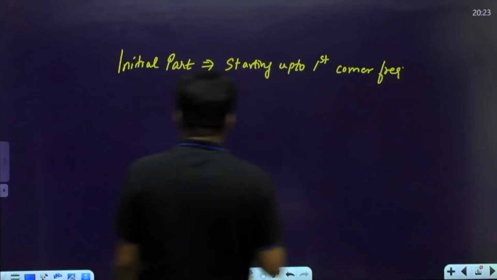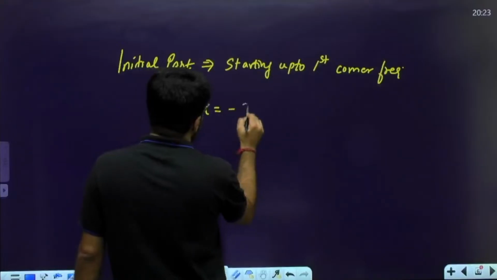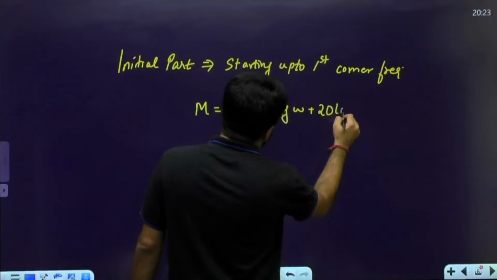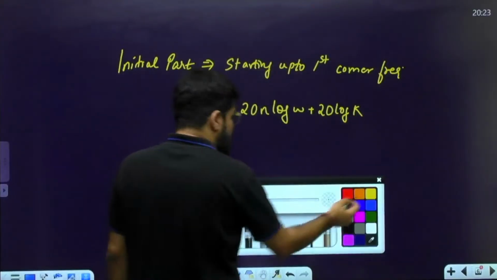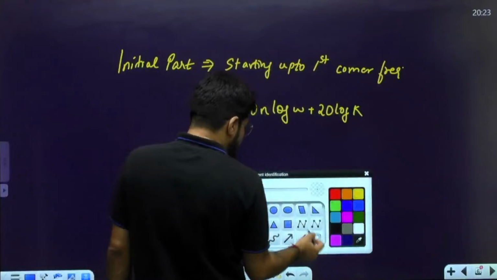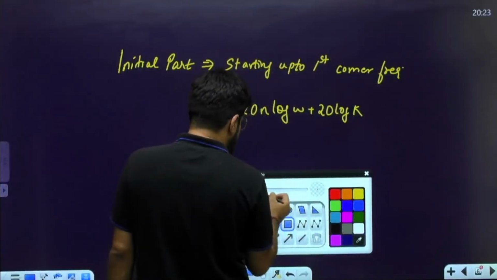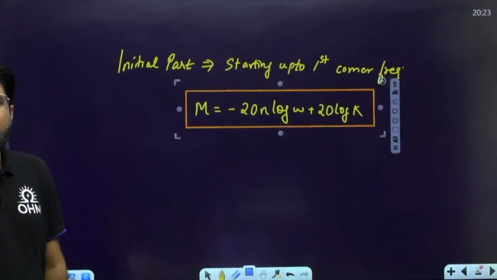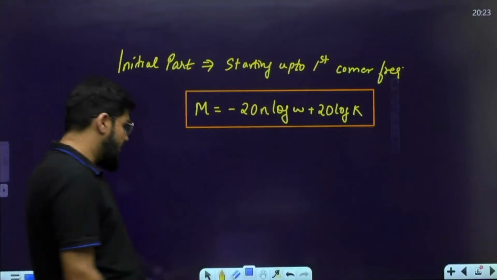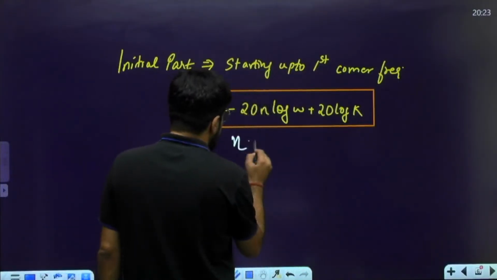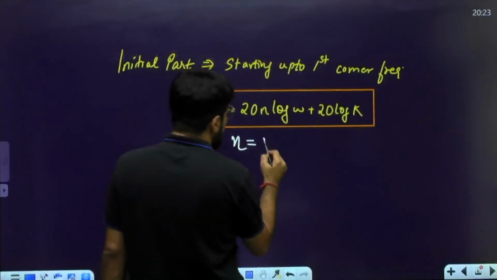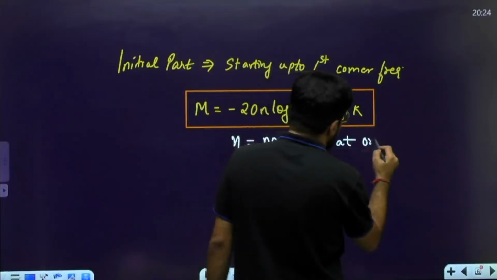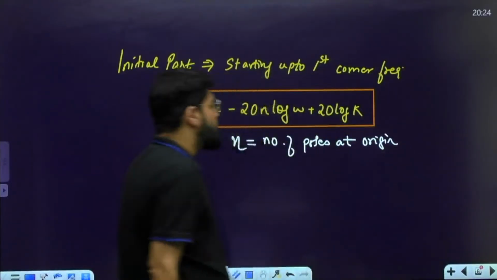That part of the Bode plot will be known as the initial part, and the formula will be given by minus 20 n log omega plus 20 log k. The magnitude of the initial part will always be represented by this very important formula: minus 20 n log omega plus 20 log k, where n is the number of poles at origin.